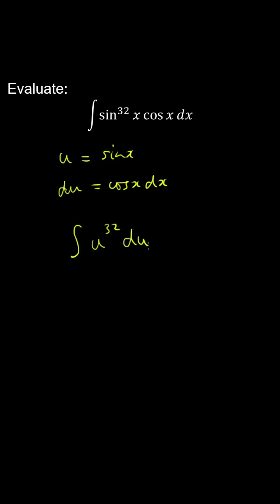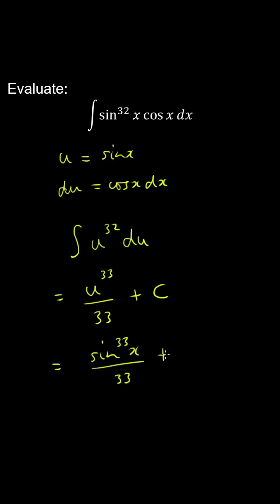Let's evaluate this integral. Sine x and cosine x are derivatives of each other, so we can use u substitution. Setting u equal to sine x, du is cosine x dx. Therefore we can write the integral as u to the power of 32, integrated with respect to u. Using the power rule, we obtain u to the 33 on 33, plus the constant of integration. Then substituting back for sine x, we get sine x to the power of 33 on 33 plus c.